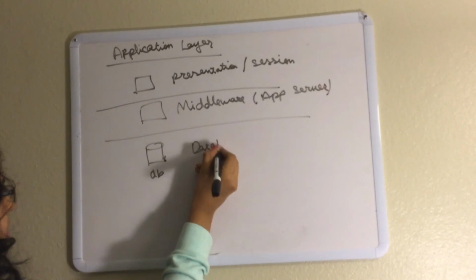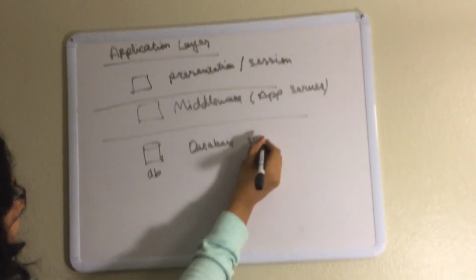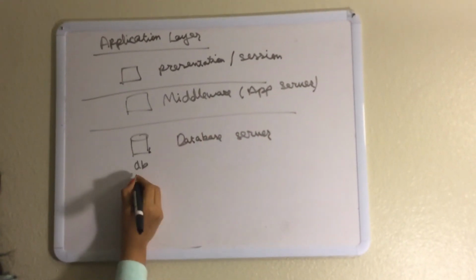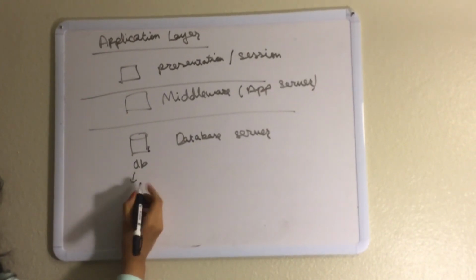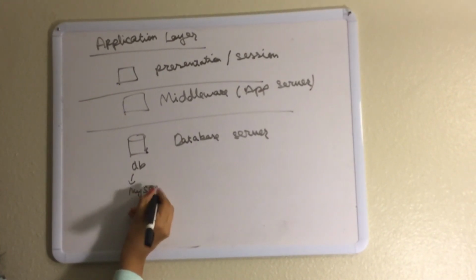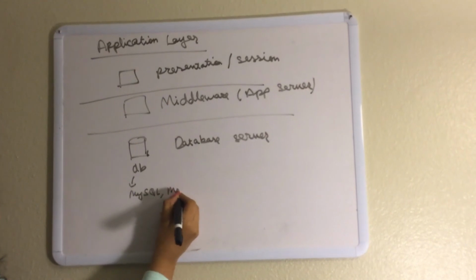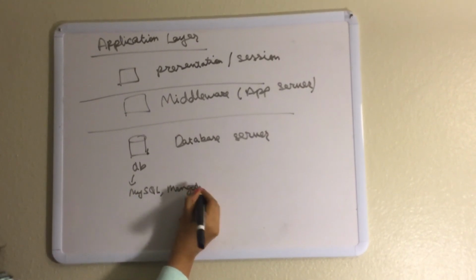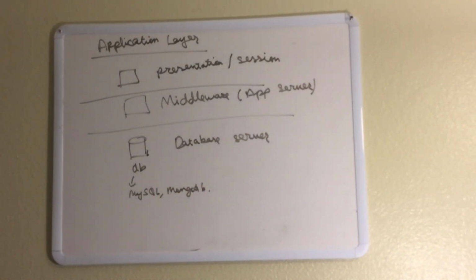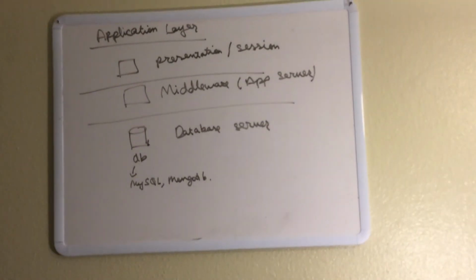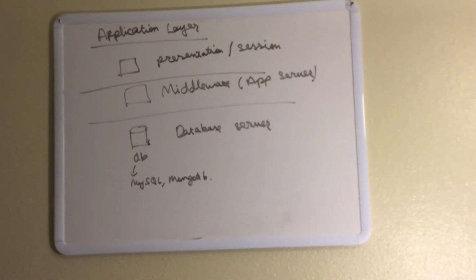This is the database server. An example for DB is MySQL, and then we have MongoDB, stuff like that. An example for this is AppStack.